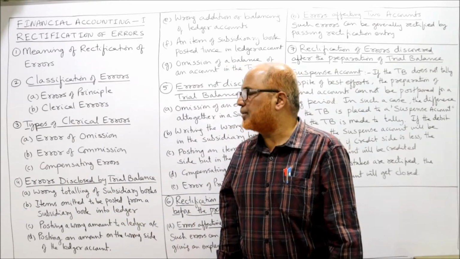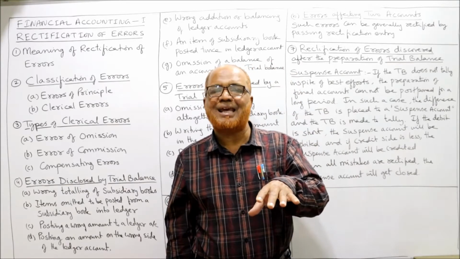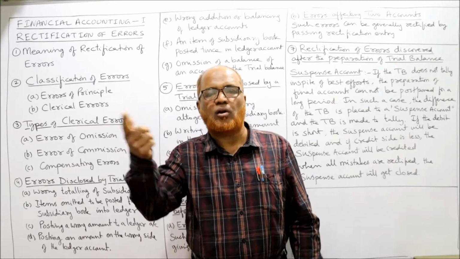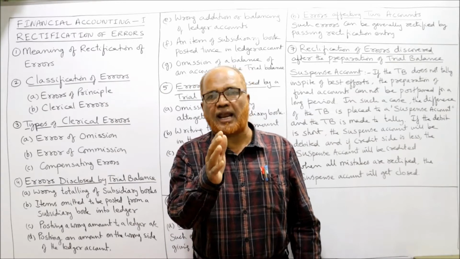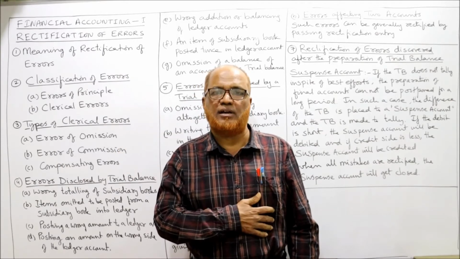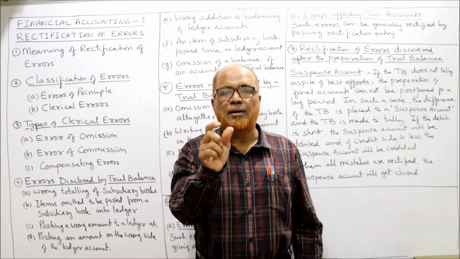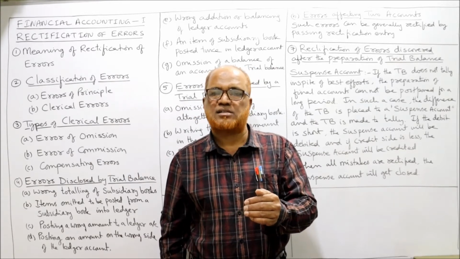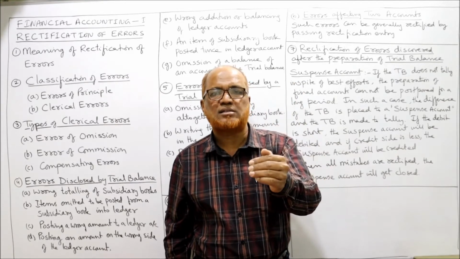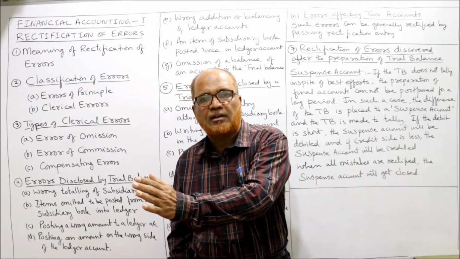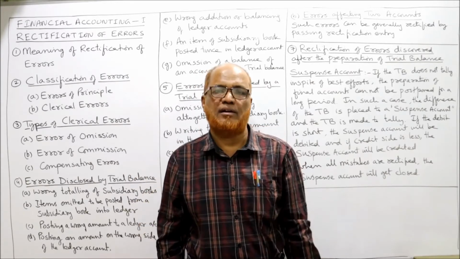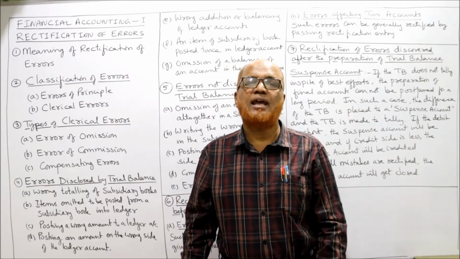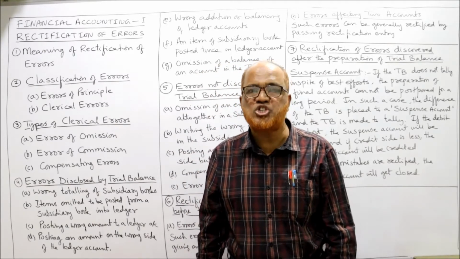Now, error of commission. Error of commission means those clerical mistakes concerned with wrong totaling, or carrying forward a wrong amount, taking to the right account but the wrong amount. Sometimes the correct amount is there but we have taken the wrong account. Example: we have received cash from X. So the entry will be cash account debit to X. X account should have been credited, but by mistake Y account has been credited. Instead of crediting X account, we have credited Y account. So this is a clerical error, called error of commission.